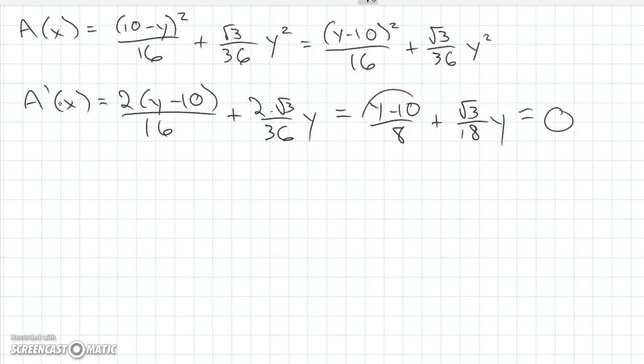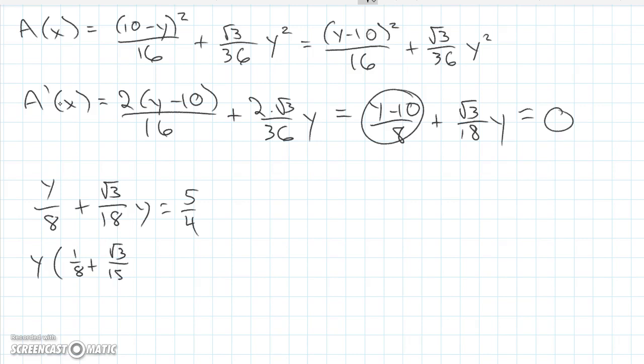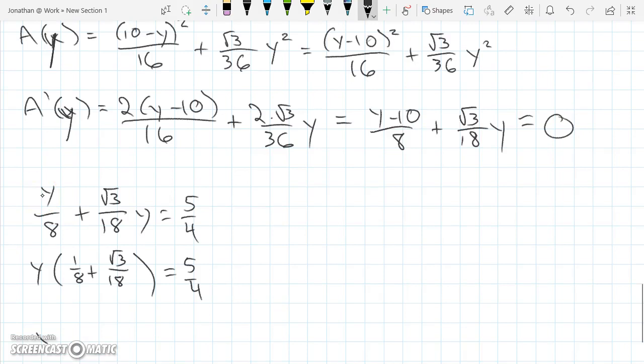So I guess I want to break up this fraction here. So that's going to be y over 8, and then I'll add the 10 over 8 to the other side. So then I have plus √3 over 18 y, and 10 over 8 on the other side is 5/4. It's looking good. So then y times (1/8 plus √3/18) is 5/4. Okay, so we just solve for y by dividing, and I'll spare you the details. Plug it into your calculator, and I get y is about 5.424.